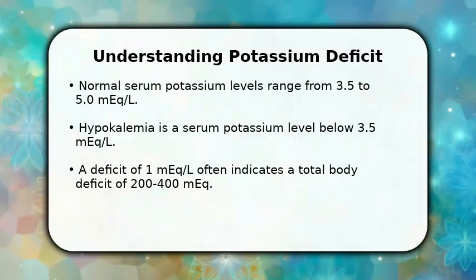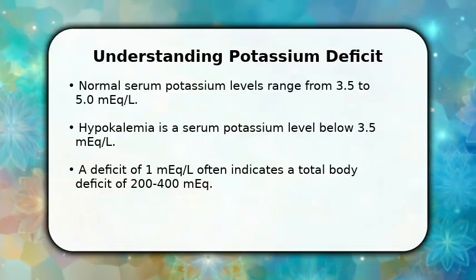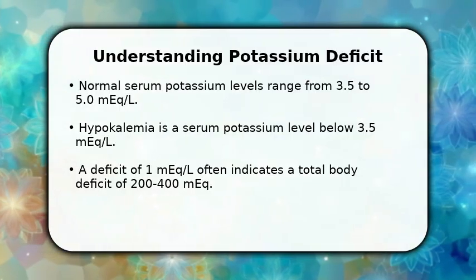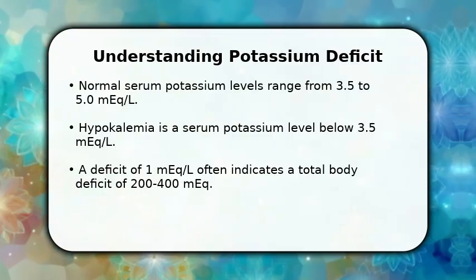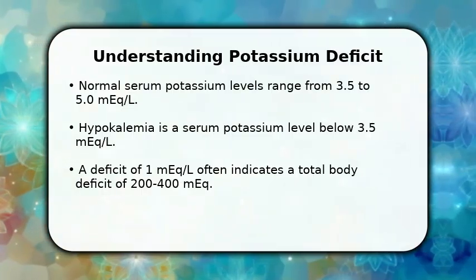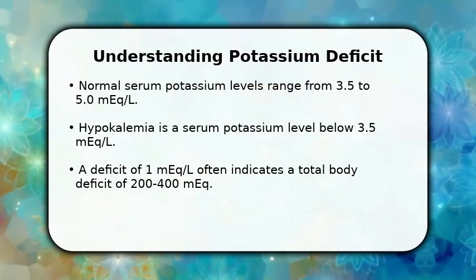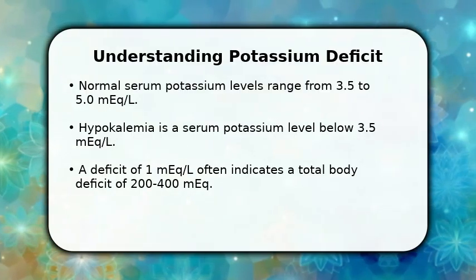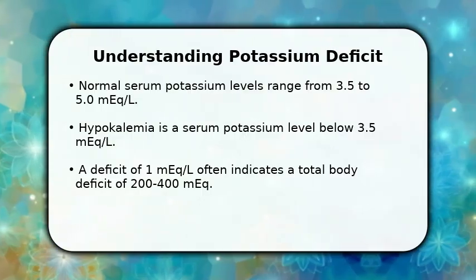In this video, I will explain how to calculate potassium deficit and replacement. First, let's understand what a potassium deficit means. Normal serum potassium levels are typically between 3.5 and 5.0 mEq per liter. When levels drop below 3.5 mEq per liter, it's called hypokalemia.